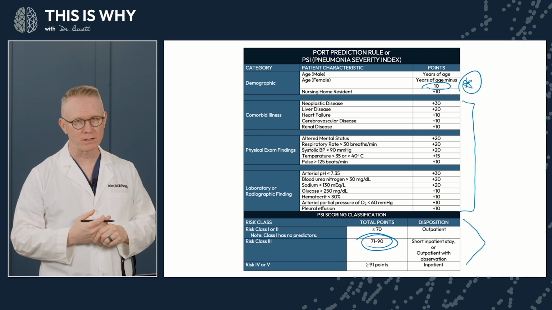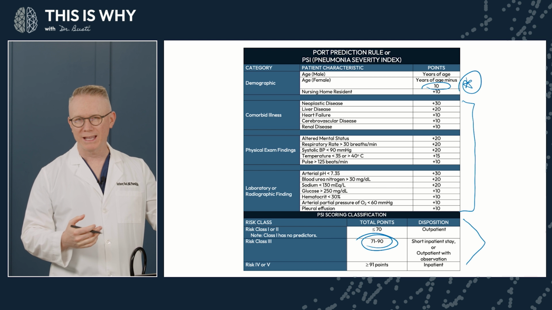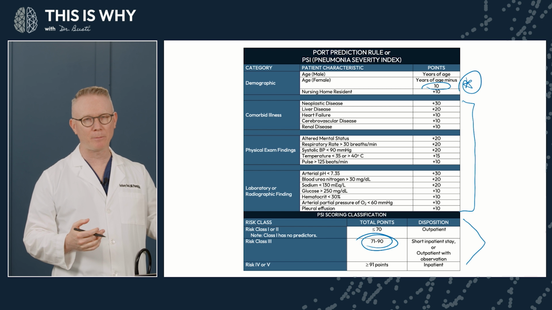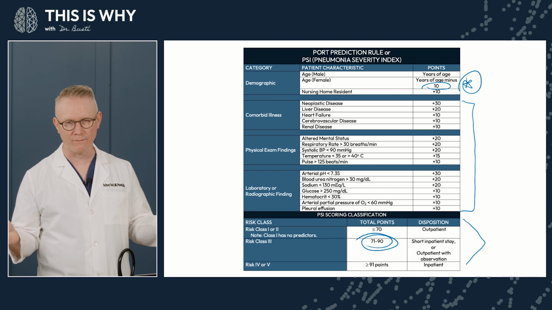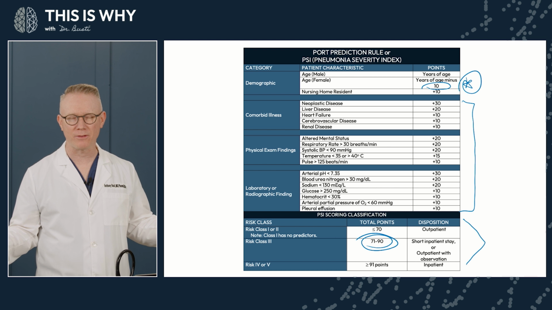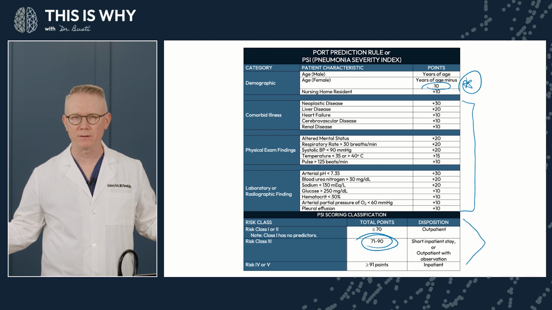They're big points, right? If you have heart failure, a previous stroke, kidney disease, you're adding on 10 points right there. So if I have a 65-year-old with a history of heart failure, I'm at 75 right there. Just those two things. I don't need an ABG. I don't even need labs.